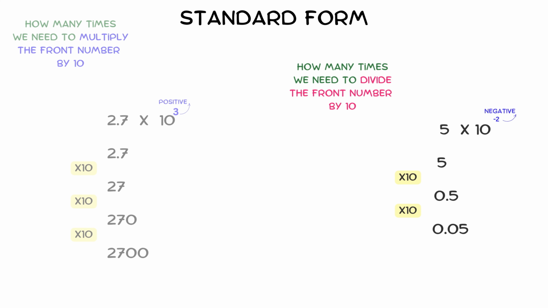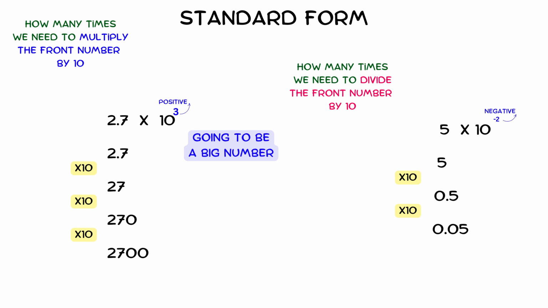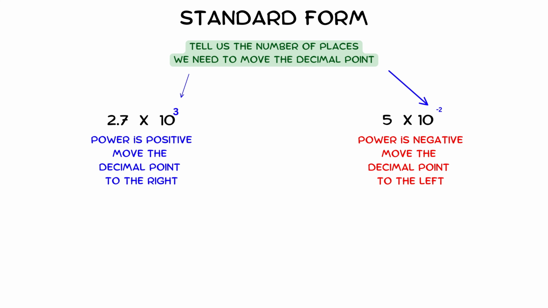If you think about it, this means that anything with a positive index is going to be a relatively big number, whereas anything with a negative index is going to be a fairly small number. Now, another way that you can think about these powers is that they tell us the number of places that we need to move the decimal point. If the power is positive, then you move the decimal point to the right, making the front number bigger, but if the power is negative, then you move the decimal point to the left, making the front number smaller.